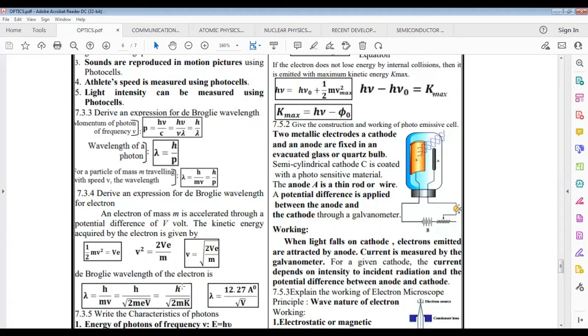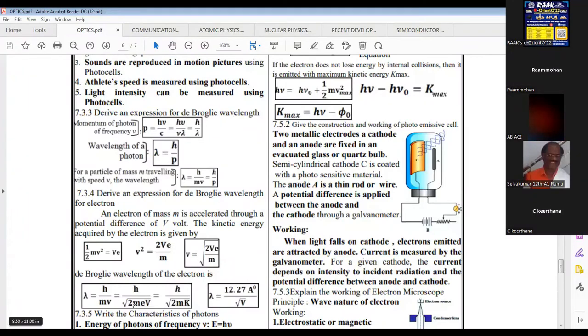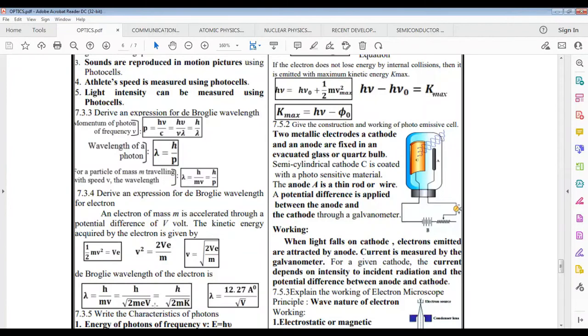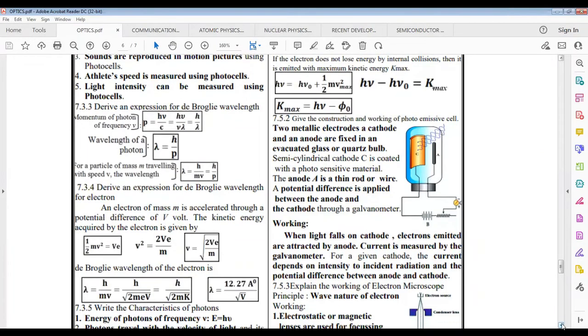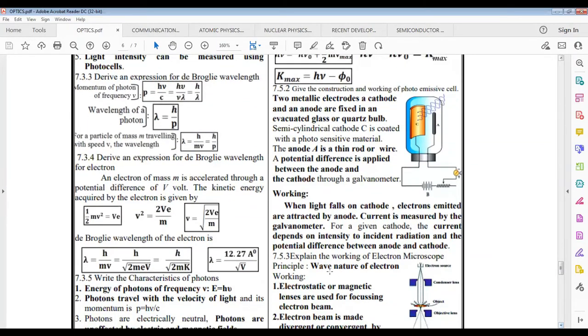Here h is a constant, 2 is a constant, m is mass and e is the charge of the electron. Substituting all the values such as Planck's constant except this capital V, this will become 12.27 angstrom by root V. So the de Broglie wavelength of electron depends only on the voltage applied. So lambda is equal to 12.27 angstrom by root V.